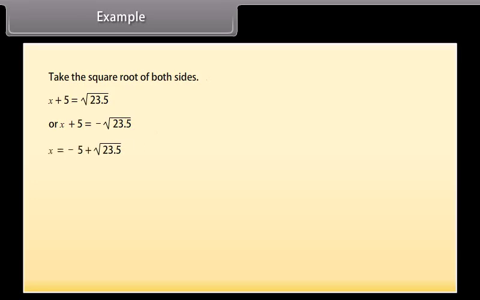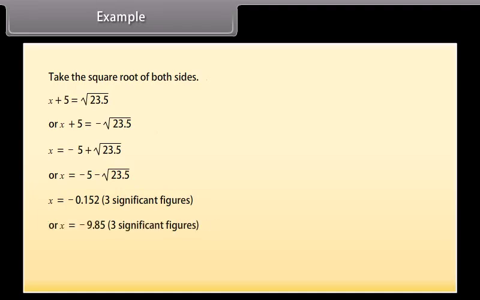x = -5 + √23.5 or x = -5 - √23.5. x is equal to -0.152 (three significant figures) or x is equal to -9.85 (three significant figures).